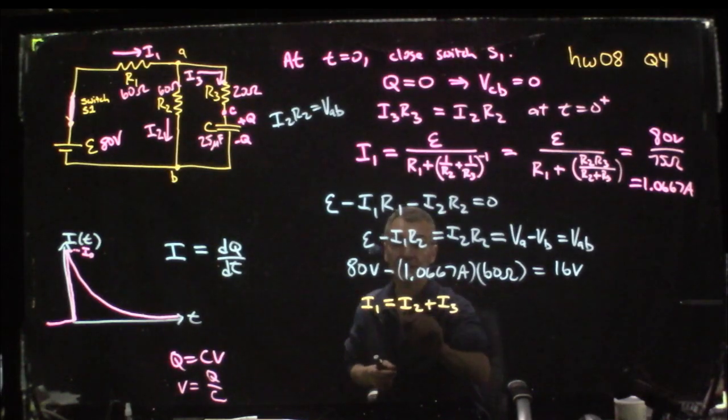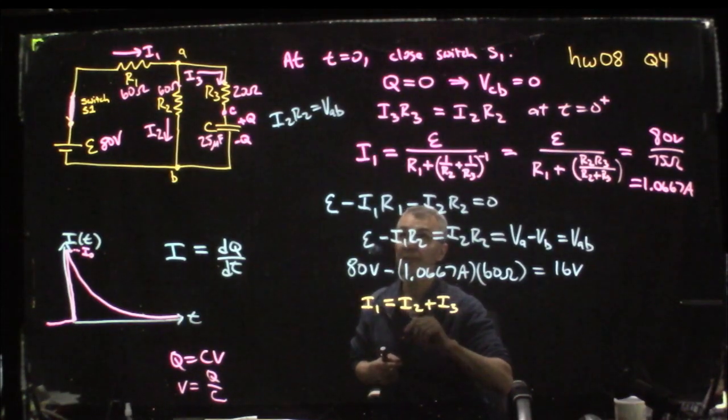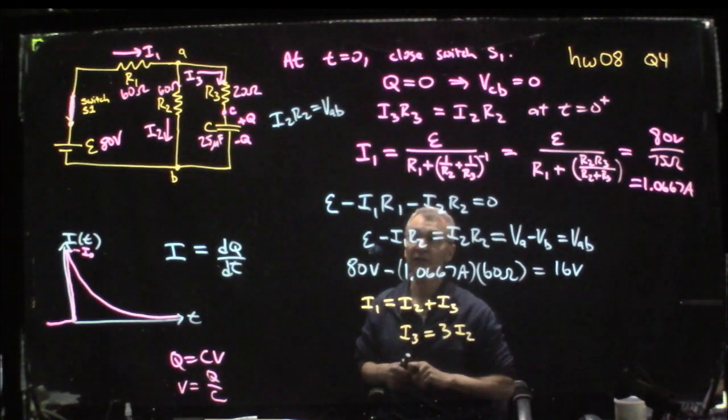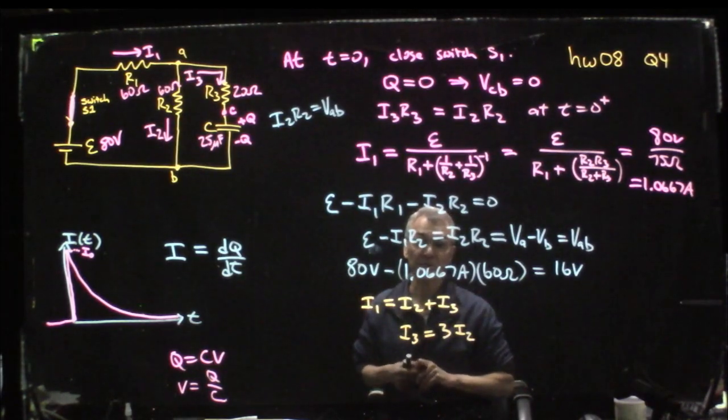So I2 plus I3 add up to I1, and the path R2 is 3 times as big as R3. So you know that the current through I3 is going to be 3 times as big as I2. So I3 is going to equal 3 I2, because if it's a purely resistive path and there are multiple paths, the current is going to flow in proportion to the reciprocal resistance.